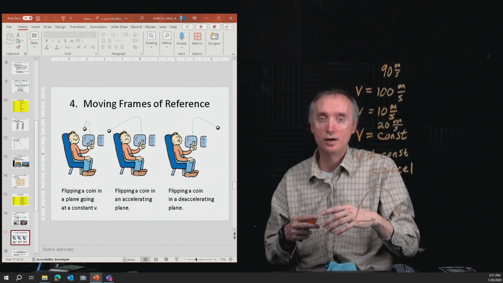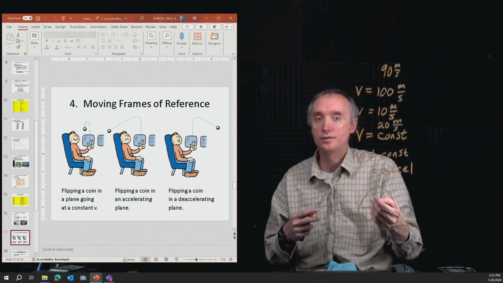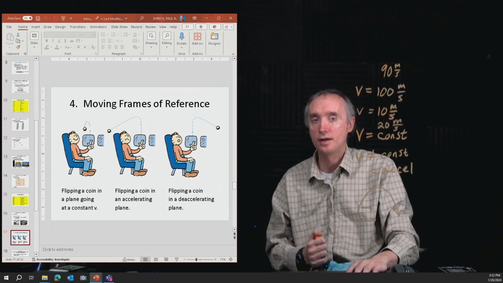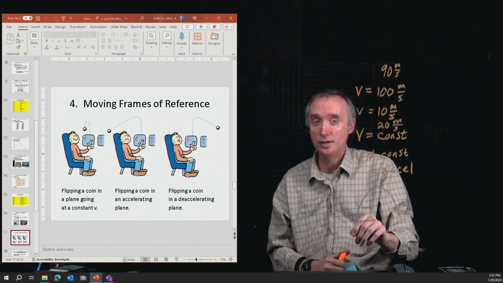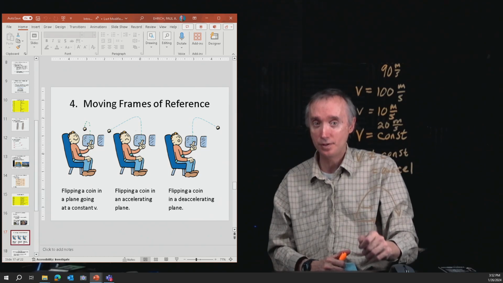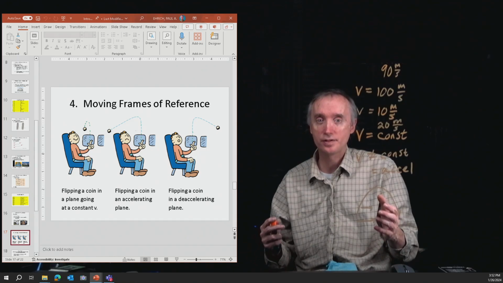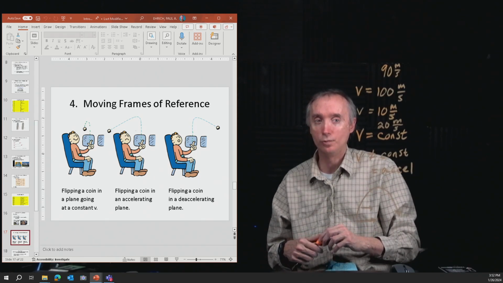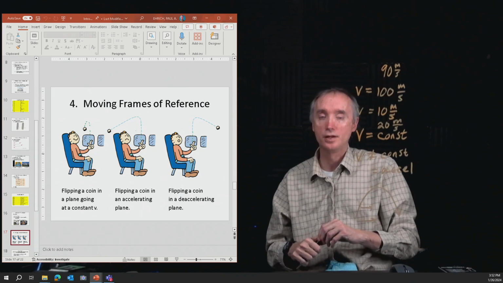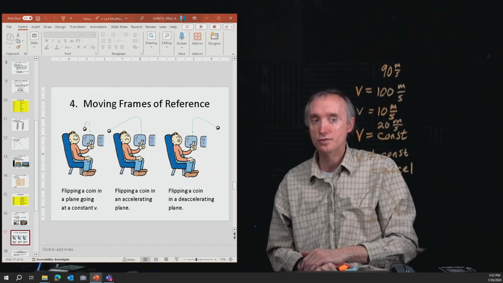So the motion of an object is going to depend on the frame of reference that it's in. As long as the frame of reference is traveling at a constant speed, everything looks normal, and you can't even tell that you're moving. It's only when you're accelerating that things start to look really weird. Okay, so that takes care of this lesson on Newton's first law of motion.